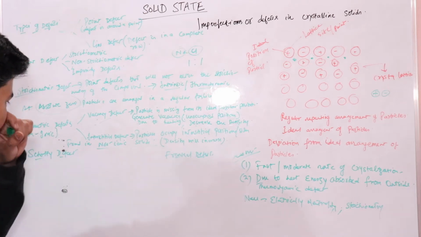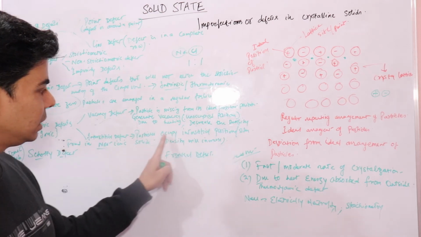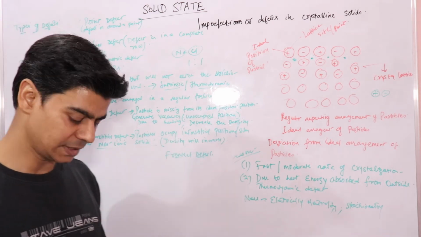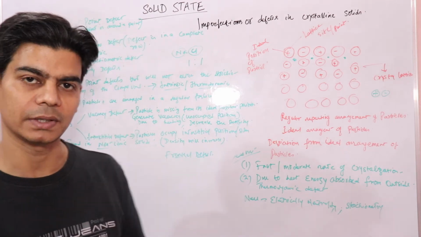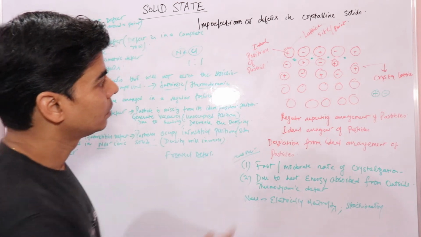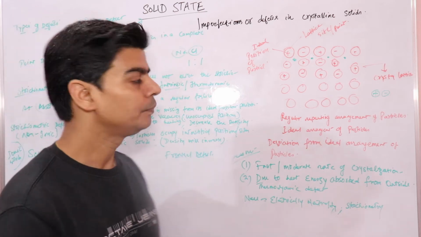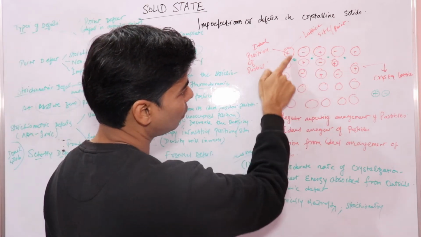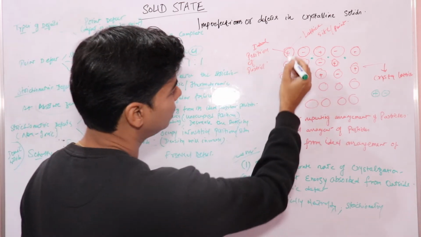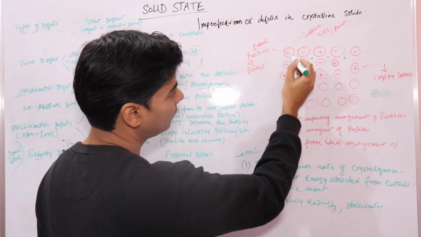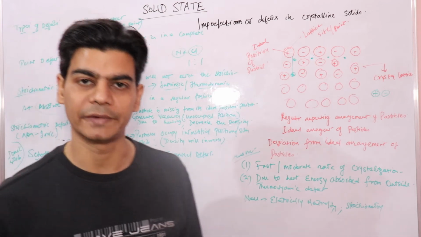Right. So now, interstitial defect. In interstitial defect, particles occupy the interstitial positions, we said, right? Now Frenkel defect is somewhat similar to this interstitial defect, wherein a particle, or a cation, will leave its lattice site or its ideal position and will move into an interstitial position. For example, this particle, say this is a cation, it will leave its position and move here. This is your Frenkel defect.